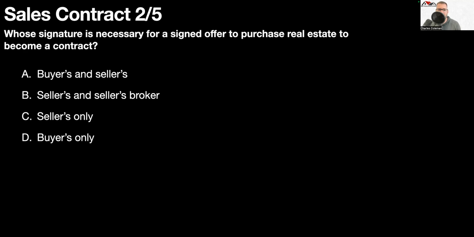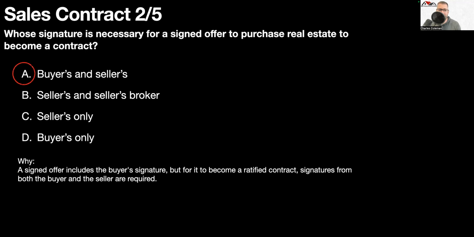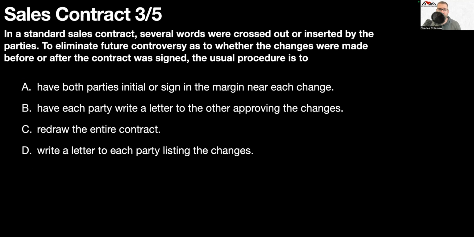Question number 2. Whose signature is necessary for a signed offer to purchase real estate to become a contract? A buyer's and seller's. A signed offer includes the buyer's signature, but for it to become a ratified contract, signatures from both the buyer and the seller are required.